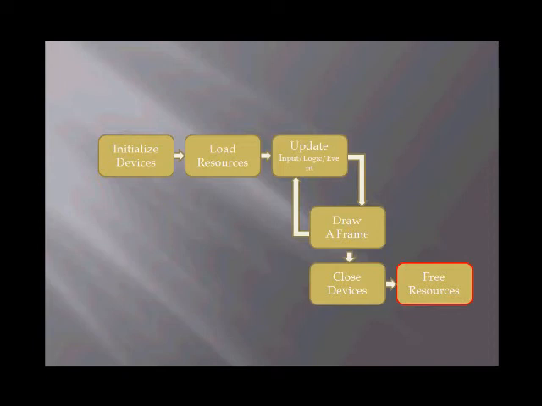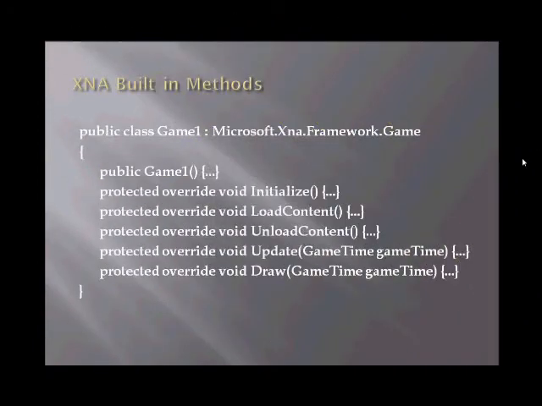In the load resources state, we load all the content needed for the game into memory. We have to release those memory areas back to the system. That process happens inside the free resources state. This is the way XNA actually implements all the states we discussed previously: initialize method, load content method, unload method, update method, and draw method.